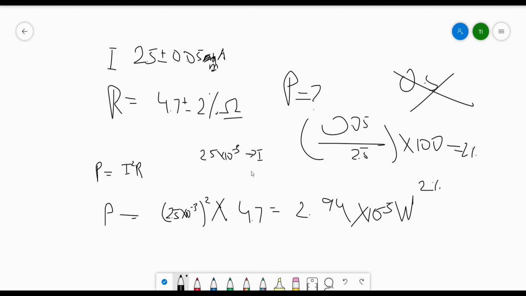By the previous rule, the ways to combine uncertainties we have learned: if there is a power, we multiply, and when they're being multiplied or divided, we add the percentage uncertainties. So for I squared R, I is first squared and then multiplied by R. The percentage uncertainty would be 2 times the power 2 plus the percentage uncertainty of R, which is 2, is equal to 2 into 2, 4, plus 2, so 6%. So you can say plus or minus 6%.